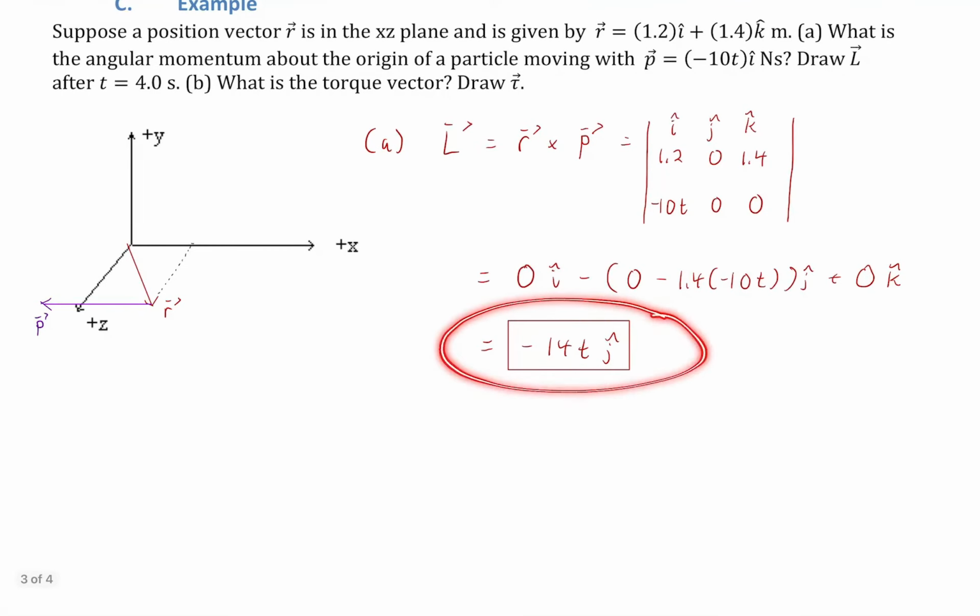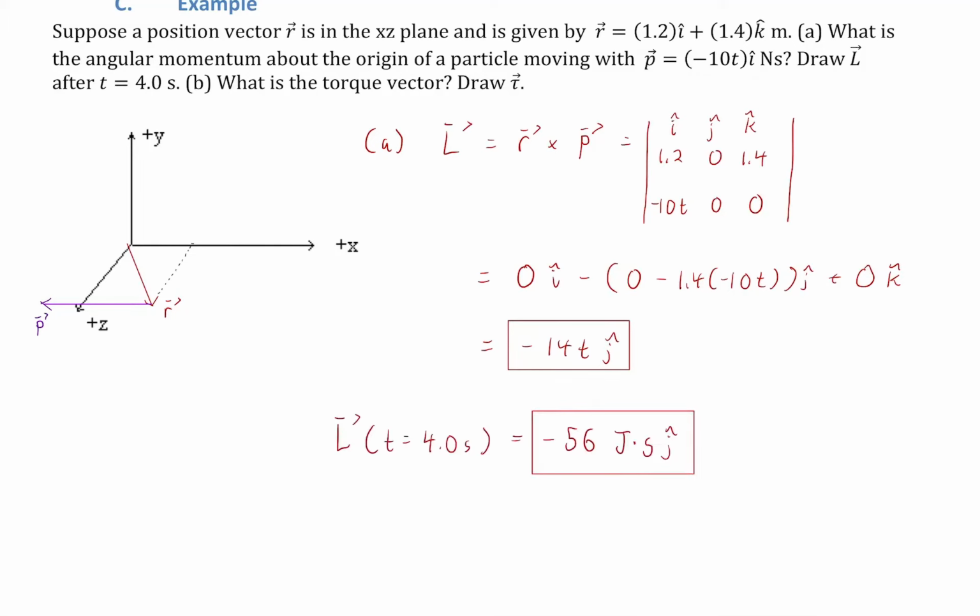So we have a time-dependent angular momentum, just like we had a time-dependent translational momentum, okay? So at 4 seconds, there is our value, negative 56 joule seconds in the j hat direction. It's a vector, and at this point, that's its value at that particular moment in time.